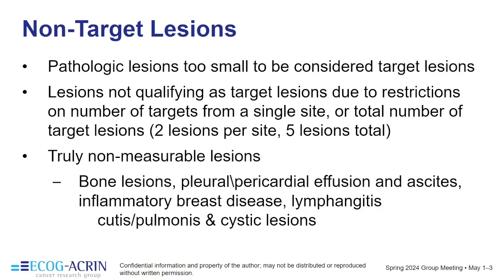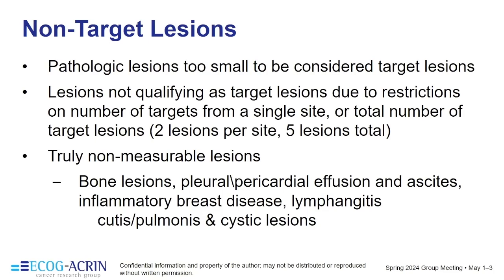Non-target lesions are pathologic lesions too small to be considered target lesions, or lesions not qualifying as target lesions due to the restriction on the number of targets from a single site, or the total number of target lesions. So when we're looking at target lesions, there should only be 2 lesions per site. This includes lymph nodes. Lymph nodes are considered one site, so you should not list more than 2 lymph nodes as target lesions. And then we don't want more than 5 lesions total for target lesions.